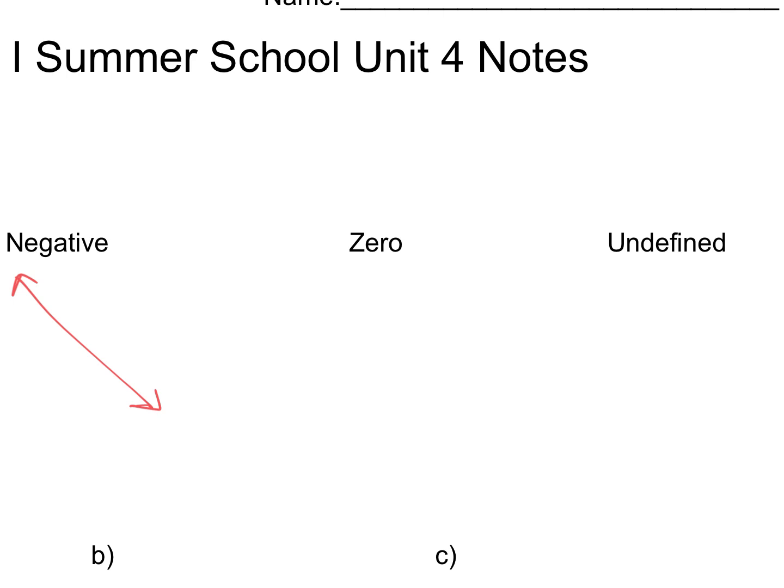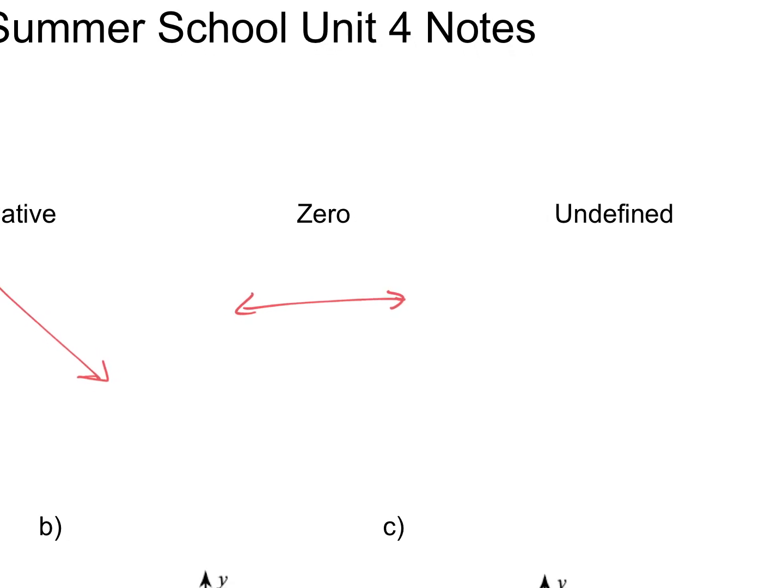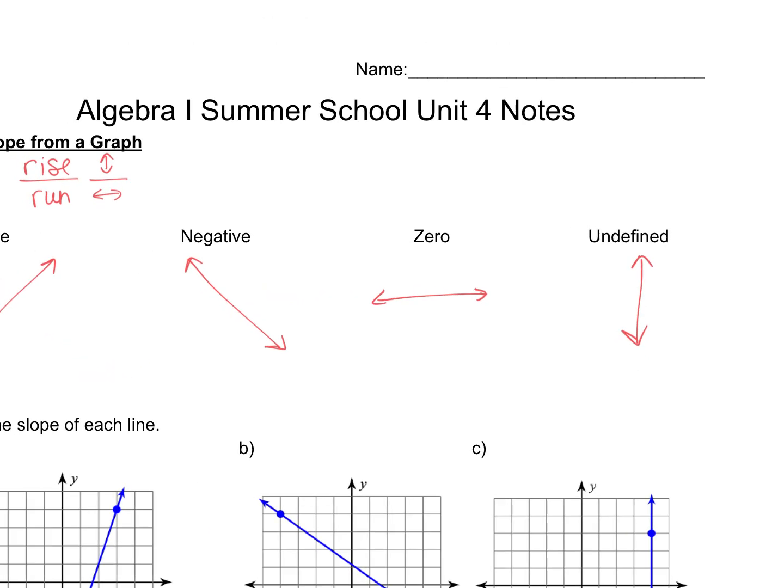Okay, and then a zero slope is a flat line, a horizontal line. And then my favorite, undefined slopes are a vertical line. They go straight up, straight down.